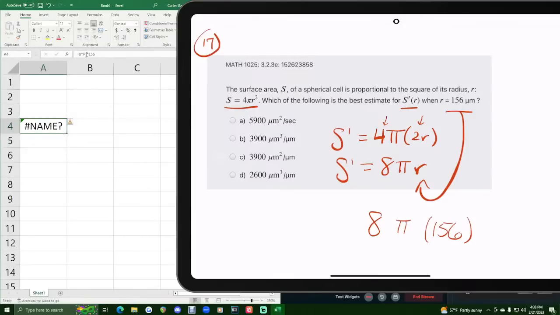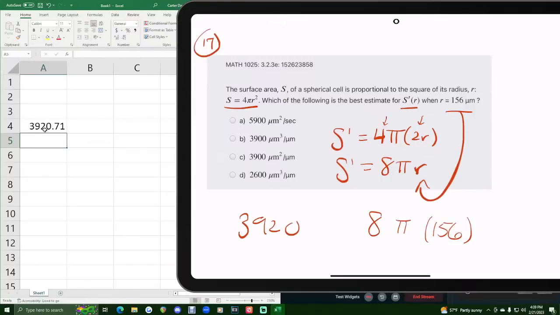Oh, that did not work. What the hell? All right, I think you've got to do it like that, maybe. Okay, yeah, I'll take that. Yeah, I think that's right. You just have to do parentheses like that. Okay, yeah, so we get about, what, 3920?